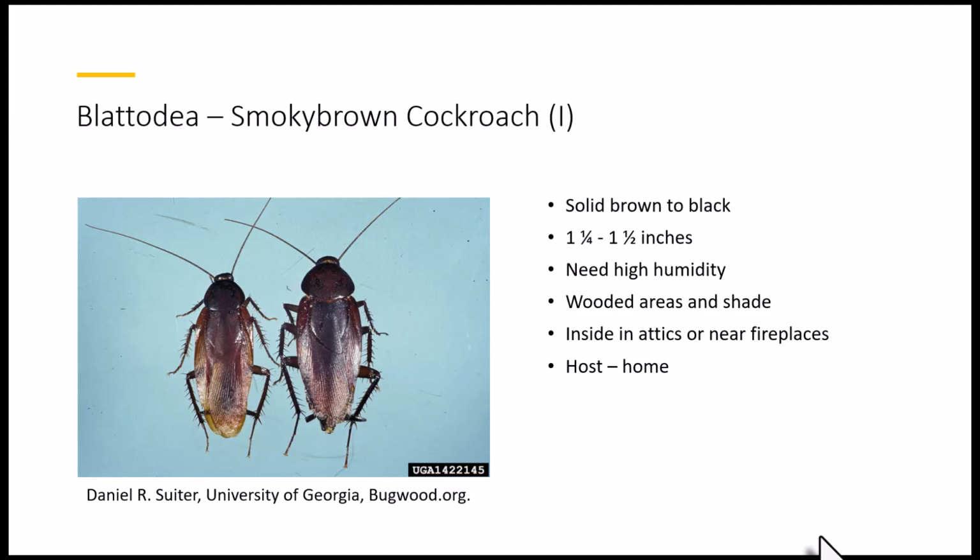They require a whole lot of humidity, and so they're going to be found outdoors in wooded areas or areas with a lot of shade. Inside, they tend to be found in attics or near fireplaces. Their host is going to be the house. They do have chewing mouthparts. They are considered a pest, and they have the gradual or parametabolous life cycle.